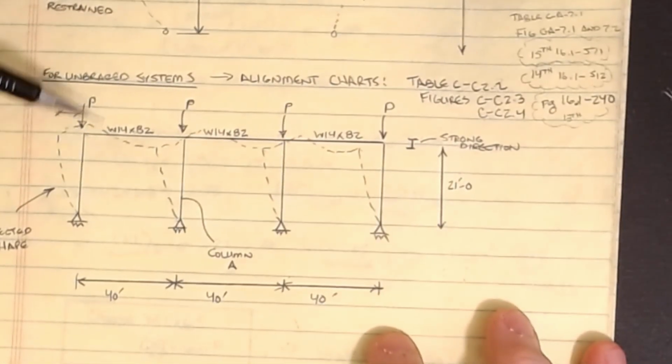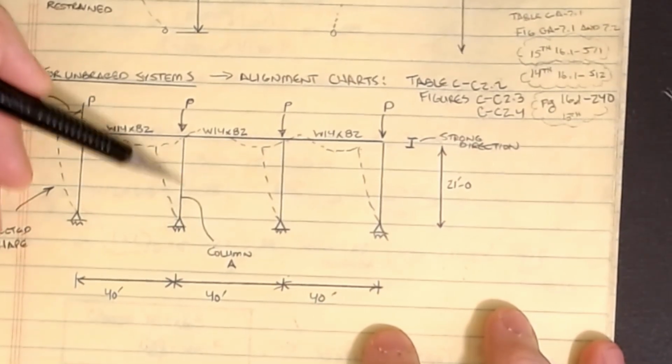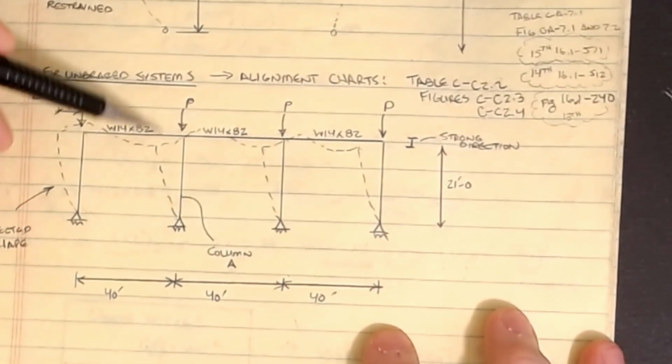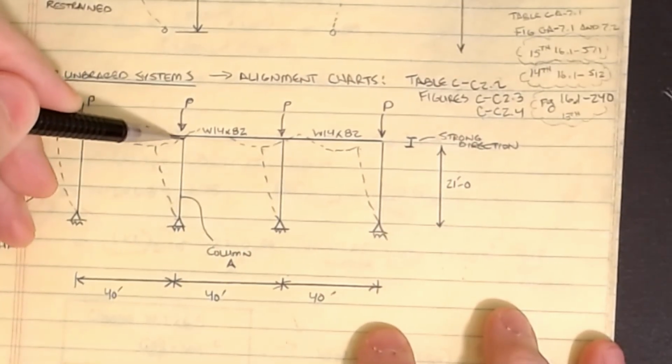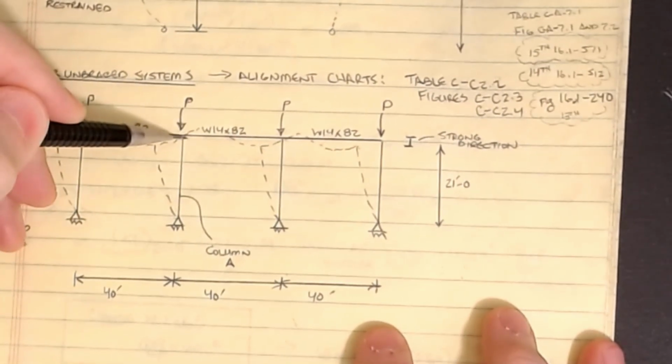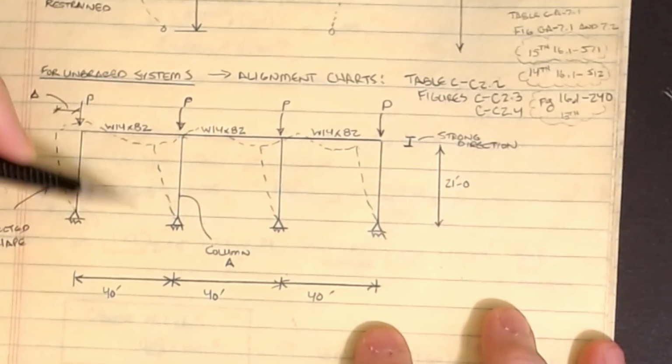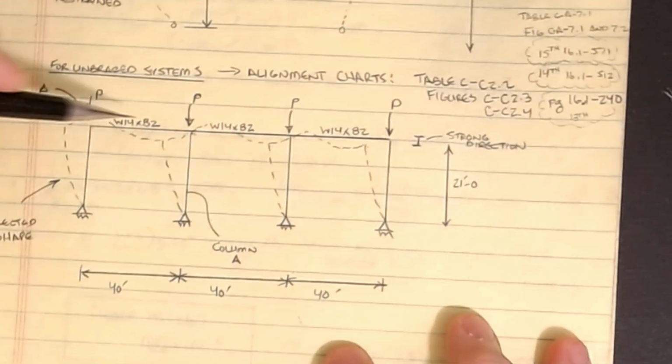Okay, and so maybe we want to figure out what I need to do to size column A here in the middle. So we have a column that comes into a point, and I have 2 beams that come into the point at the top, and there are no beams at the bottom. Okay, and so we're going to assume that the beams are 40 foot long.